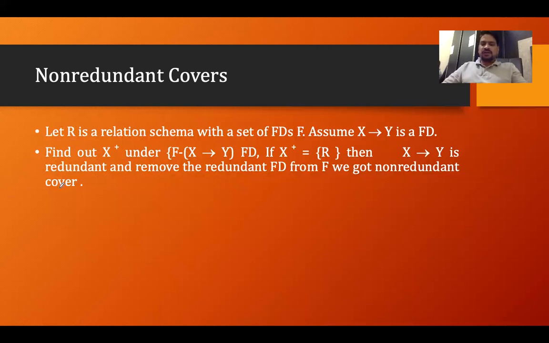So what is the way to find out the duplicate functional dependency? This is the way. If we have to find out whether X determines Y is a duplicate, what we have to do is find X closure without using this dependency. If X closure is equal to R, means all the attributes are obtained in the closure, then we can say that this particular functional dependency is redundant, means duplicate. So we'll remove it, right? This is the meaning of non-redundant cover.